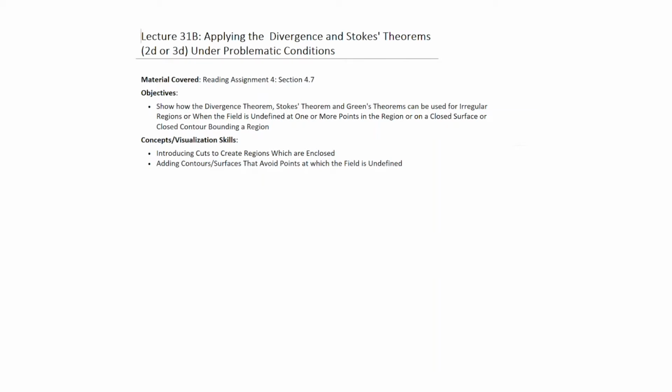the divergence theorem, Stokes' theorem, and Green's theorems, which are essentially the 2D analogs of the divergence and Stokes theorems, can be used for irregular regions or when the field is undefined at one or more points in the region or on a closed surface or closed contour bounding a region.